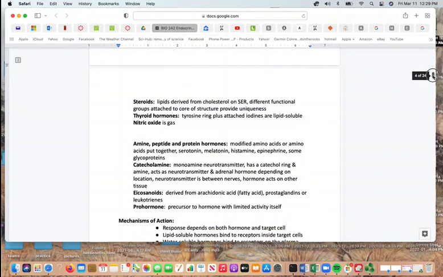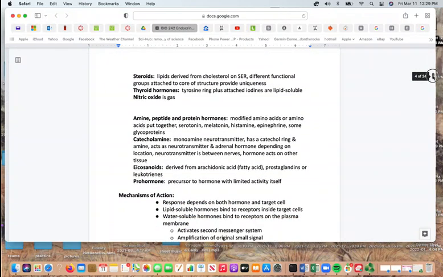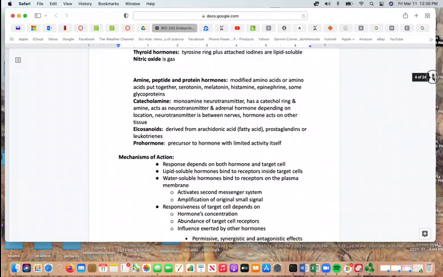So steroid hormones are going to be lipids that are derived from cholesterol. And they will have different functional groups attached to the core structure, but the sterol molecule in the cholesterol is going to be the main part of their structure and also accounts for a lot of their properties and how they're transported. The thyroid hormones, these have a tyrosine ring on them, and then they're going to have iodines attached that are lipid soluble. And then nitric oxide is actually a gas, and we find that in blood vessels.